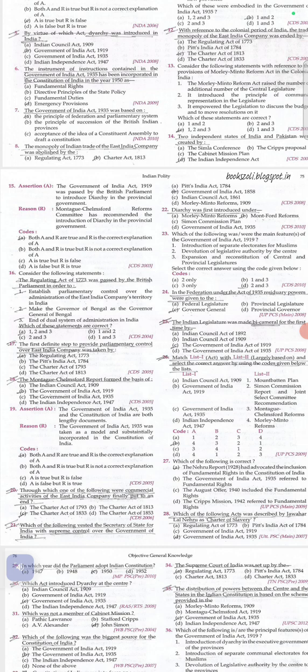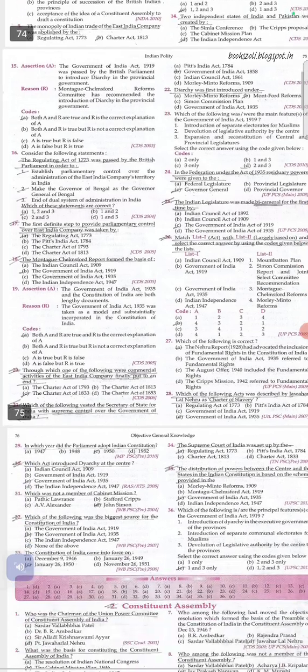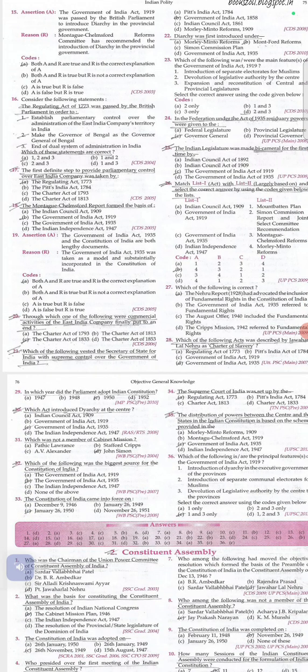Assertion A: The Government of India Act 1935 and the Constitution of India are both lengthy documents. Reason R: The Government of India Act 1935 was taken as a model and substantially incorporated in the Constitution of India. Both A and R are true, and R is the correct explanation of A.